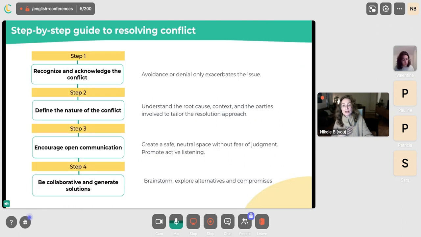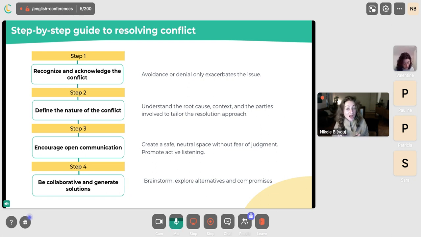So if you look at a step-by-step guide of how to do this, there's essentially 8 steps. Okay? Now, step 1 is to recognize and acknowledge the conflict. Okay, this is quite important because you can't pretend that it's not happening or say things like, it'll go away, it's going to fix itself. That never works. Okay, if you avoid it, it usually gets worse. Okay, it exacerbates the issue.